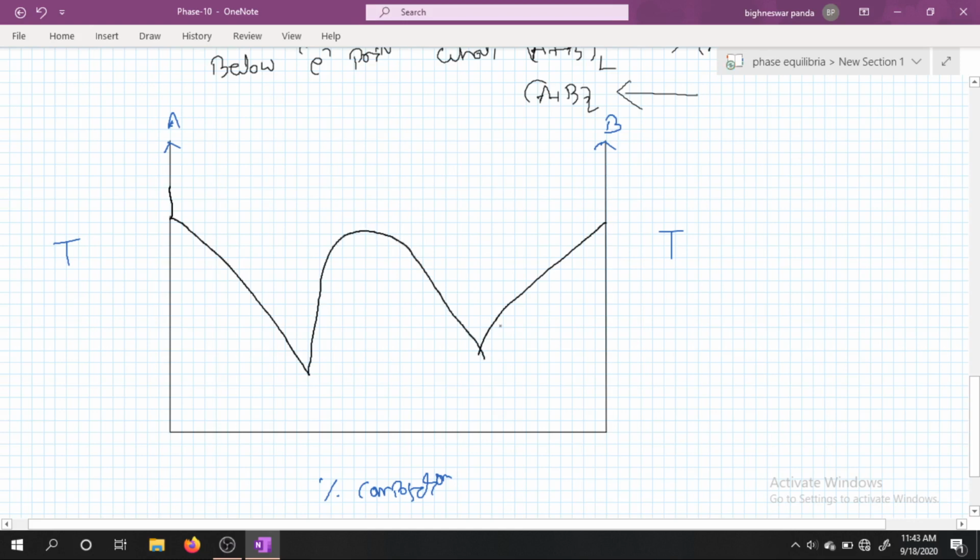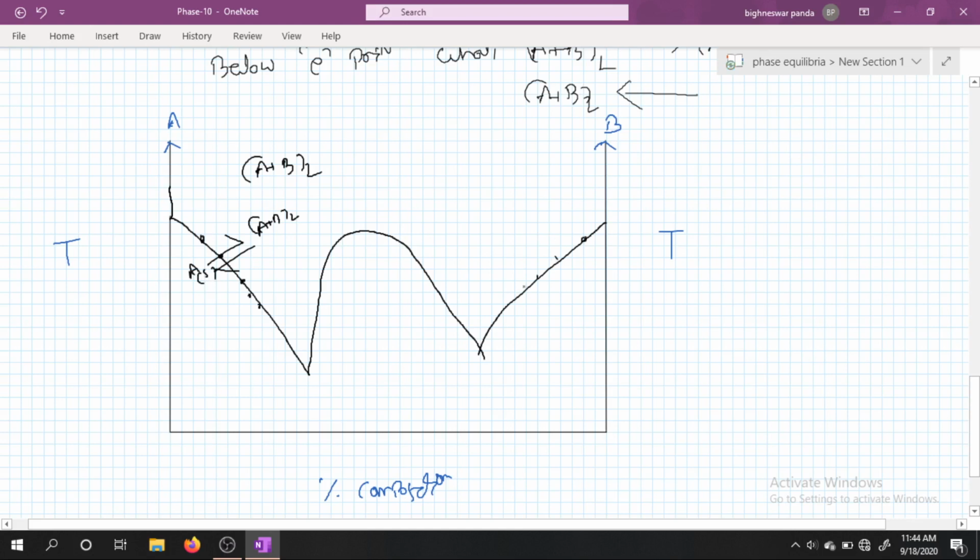This type of graph is resulted. What is the meaning of this graph? We have to understand this. Here we have A plus B liquid. Any point on this curve represents the equilibrium between A plus B liquid and A solid.